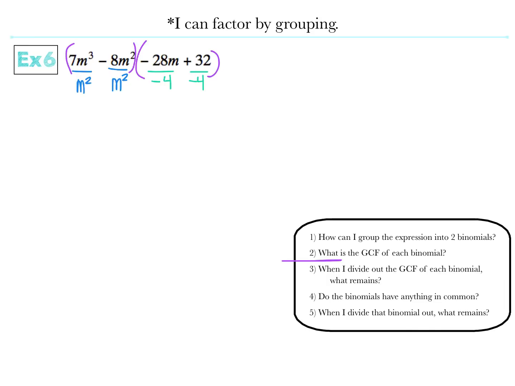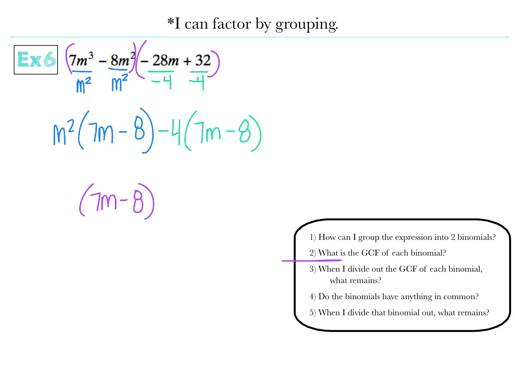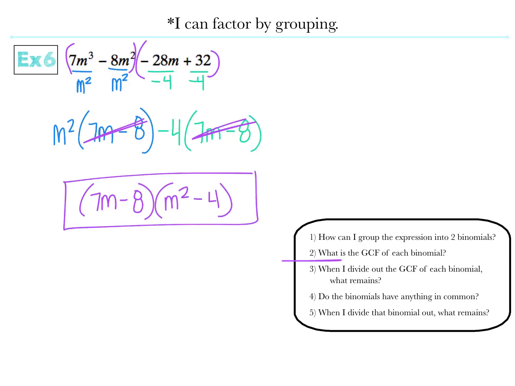So when I divide out the GCF, what remains? So m squared is what I took out, and that leaves me with 7m, and then minus 8, because I took the 2 m's and put them out front. And then in this one, I took out a negative 4, and so when I divide out a negative 4, I'm left with 7m, and 32 divided by negative 4 is minus 8. And so do they share anything? Yes, they do. So this is a great way to check and make sure that I've factored the largest GCF out. They share the 7m minus 8. So what's left is m squared minus 4. And that is my answer.